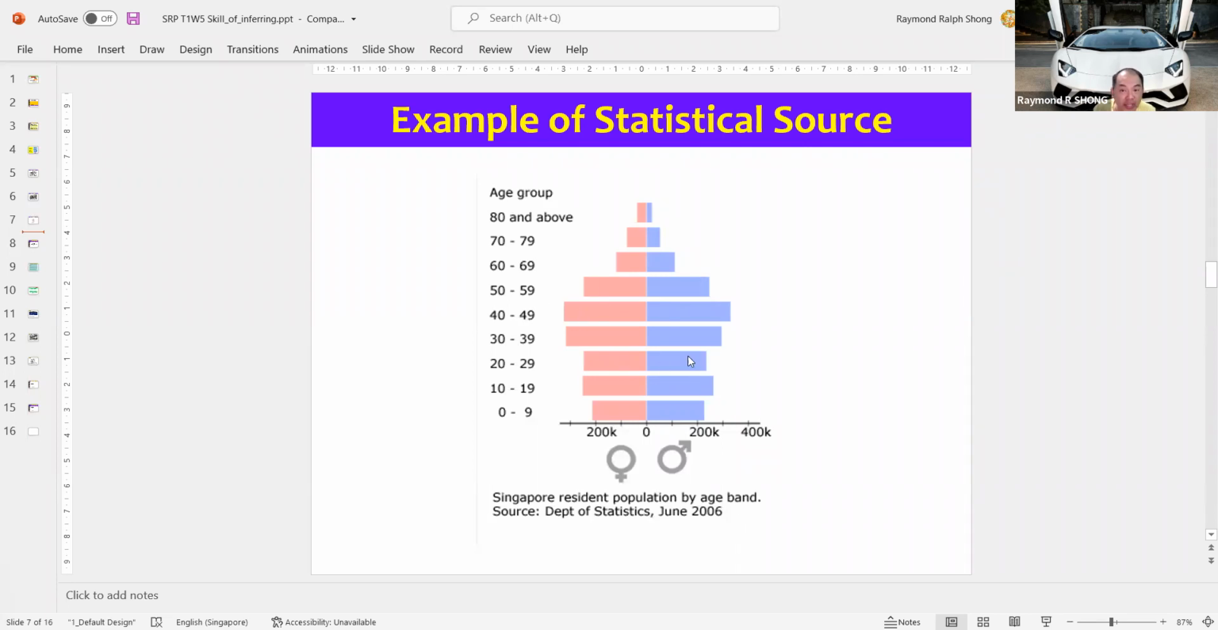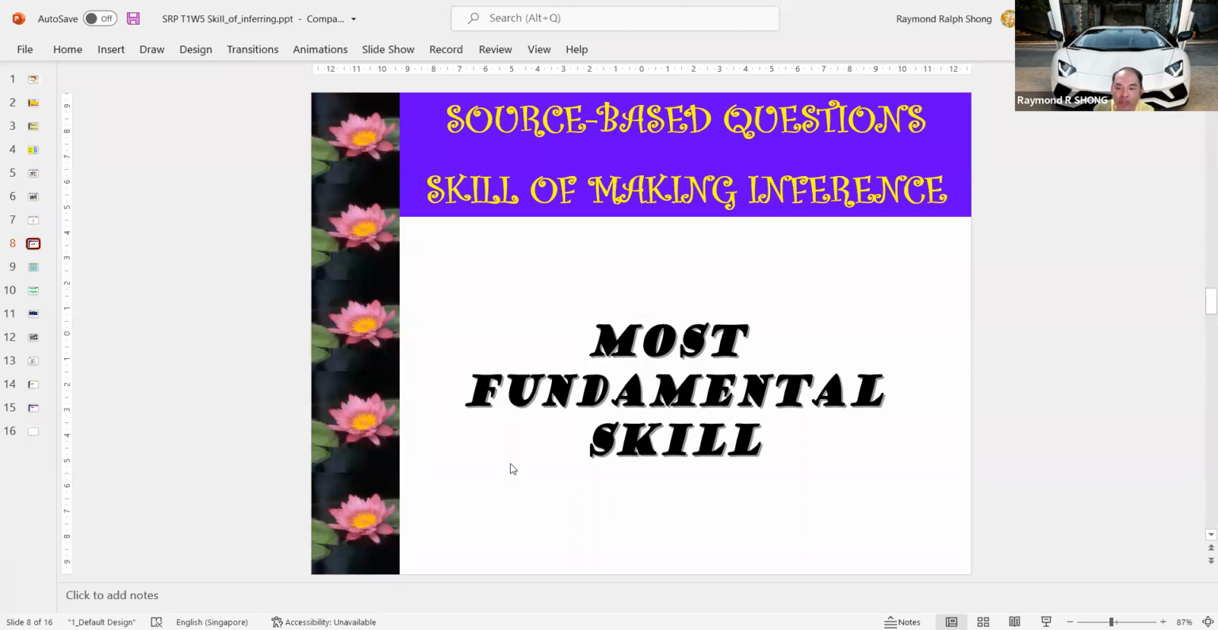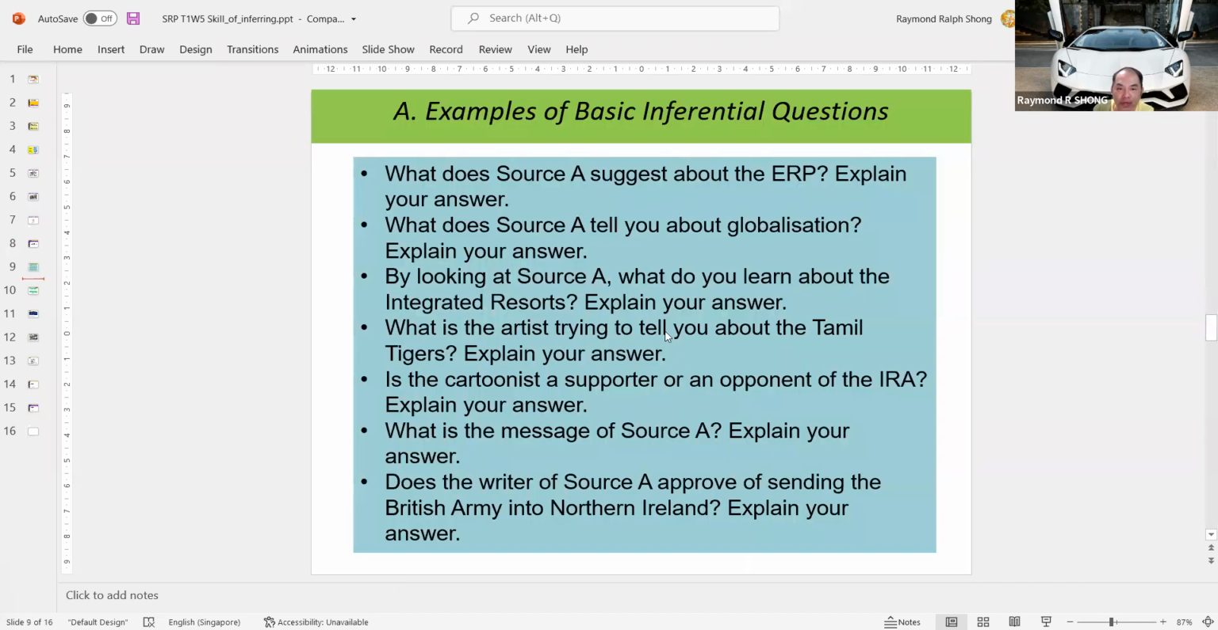Okay, so take note of this. Don't worry, children. There are a few coming up, this kind of example. We'll go along with it, all right? So these are the most fundamental skills. This is the one, the basic inference, how you infer. Just take note, there's a formula for that. Every source-based question has a formula, a way to do it. So if Jialing will know, Pei Kun should know, Xing Chen should know also.